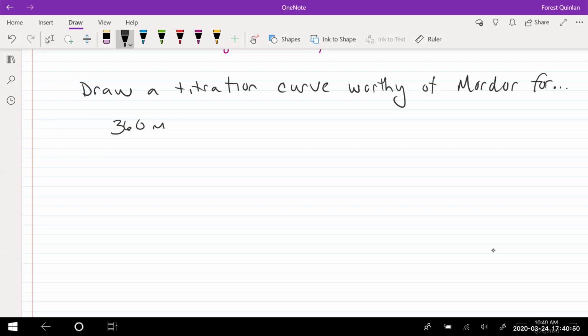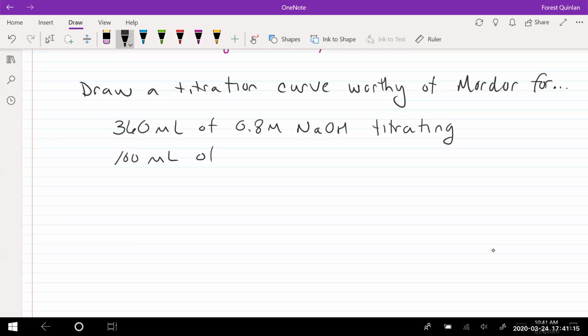360. Let me write that better. 360 milliliters of 0.8 molar sodium hydroxide, titrating 100 mils of 1.2 molar H2P. Now I made it pretty concentrated to try to minimize that K issue.